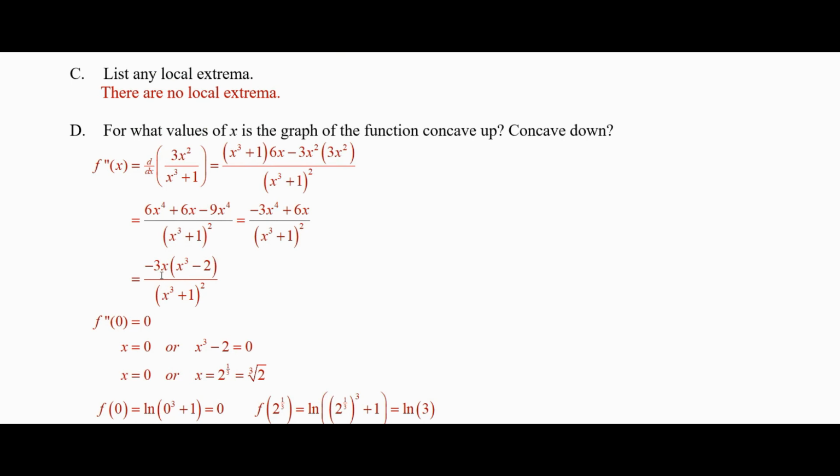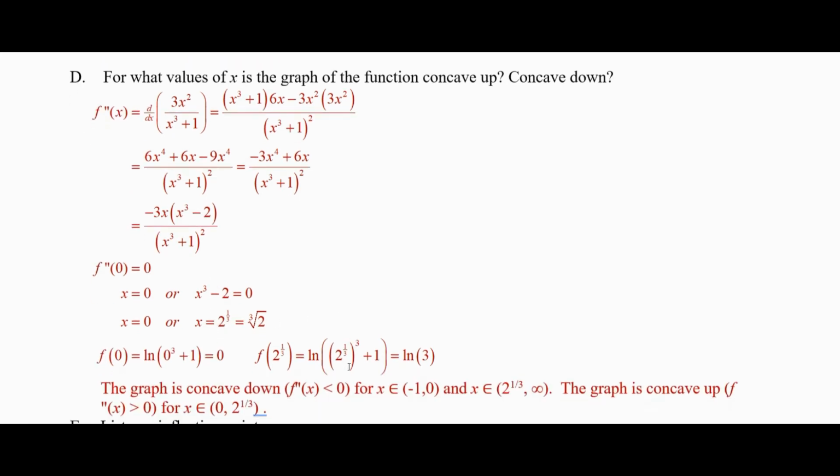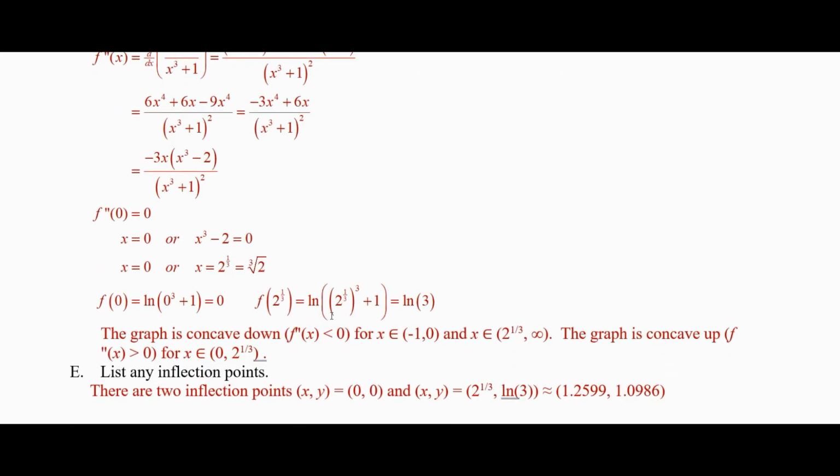Well, that's when the top is equal to 0. That happens when x is 0. And like we already said, there's an inflection point there. Notice when the first and second derivatives are 0, it could possibly be an inflection point or an extremum. It turns out in this case it's an inflection point. And x cubed minus 2 equal to 0 is the other possibility, and that's x is 2 to the 1/3, or the cube root of 2.